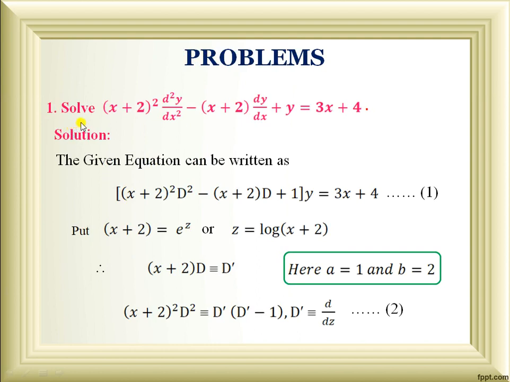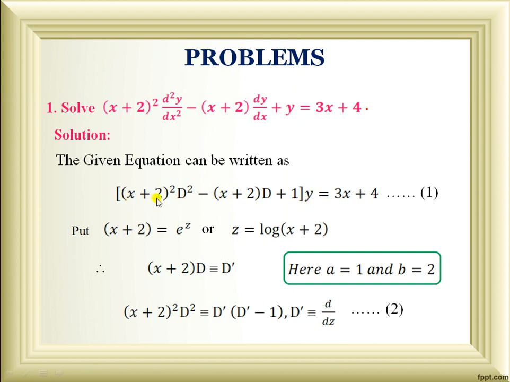So let us move on to the first problem. Solve (x plus 2) whole square d square y by dx square minus (x plus 2) into dy by dx plus y is equal to 3x plus 4. I am writing the operator form of the given problem, replacing d by dx with D: (x plus 2) whole square into D square minus (x plus 2) into D plus 1, into y, is equal to 3x plus 4.